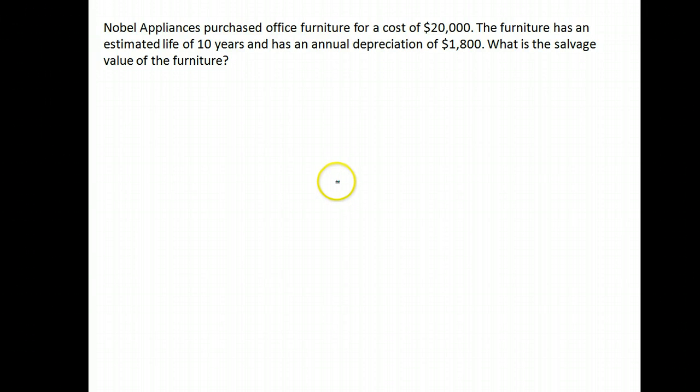Okay, Noble Appliances purchased office furniture that cost $20,000. The furniture has an estimated life of 10 years and has an annual depreciation of $1,800. What is the salvage value of the furniture? So they want to know, well, what's it going to be worth at the end of its life that they've determined? The end of its life was 10 years. Well, let's take a look. Originally, it was worth $20,000, and they've decided it's going to depreciate by $1,800 every year.